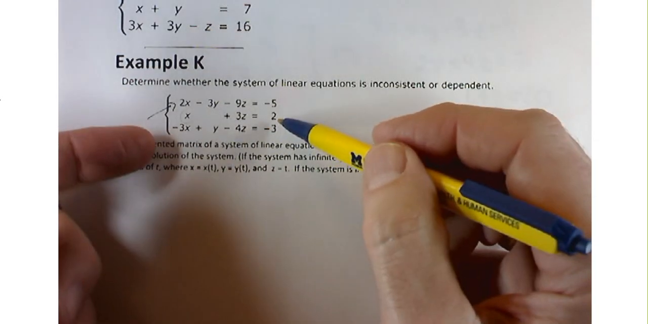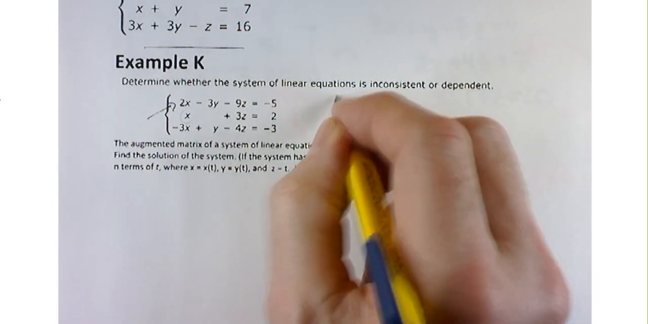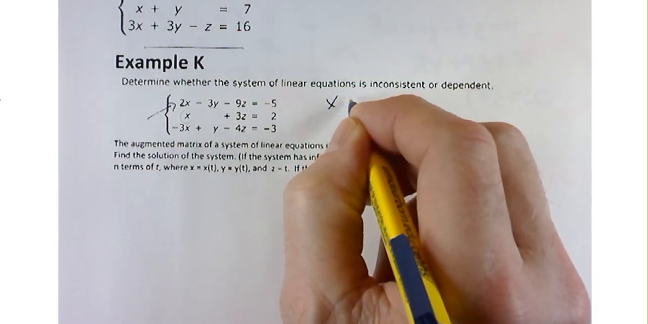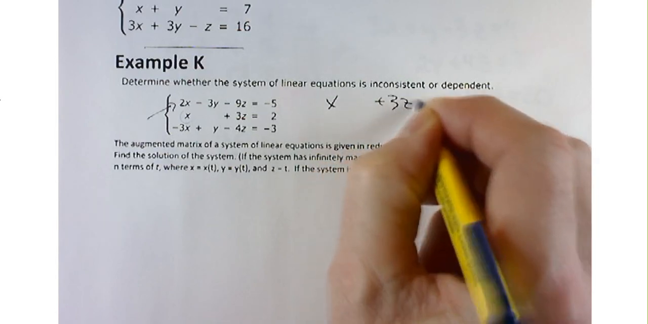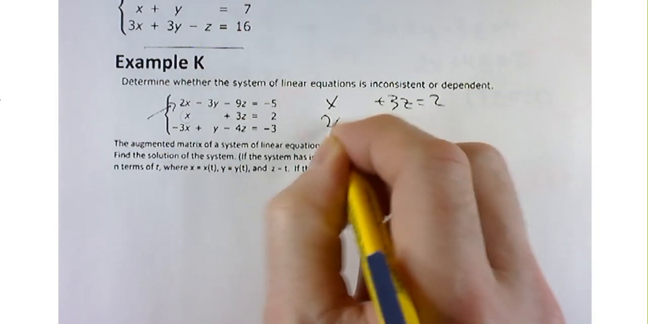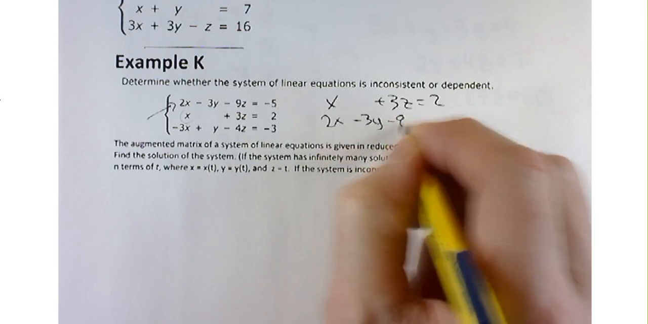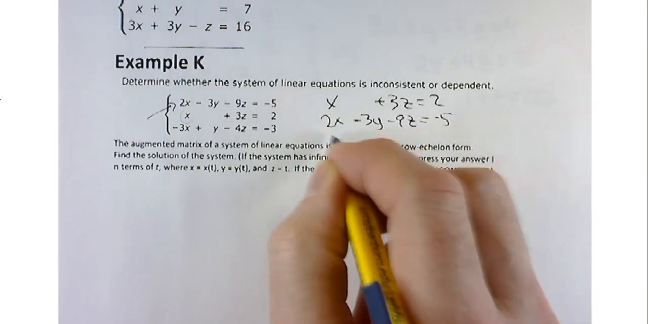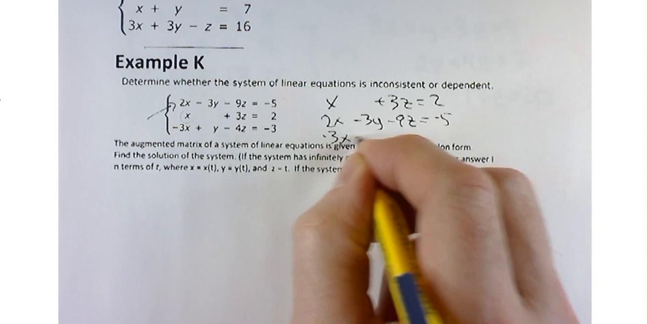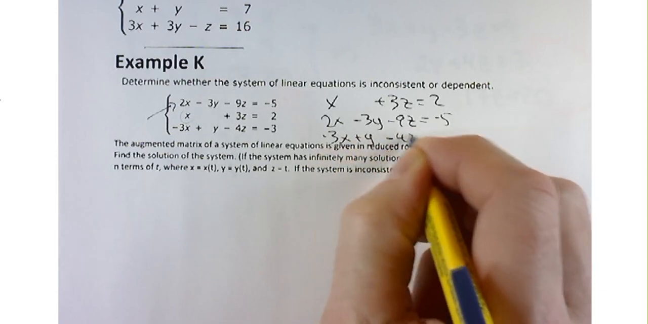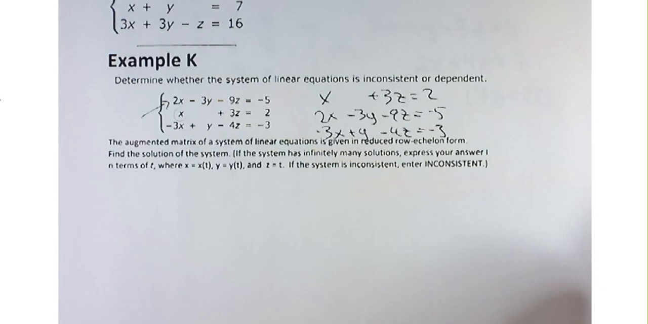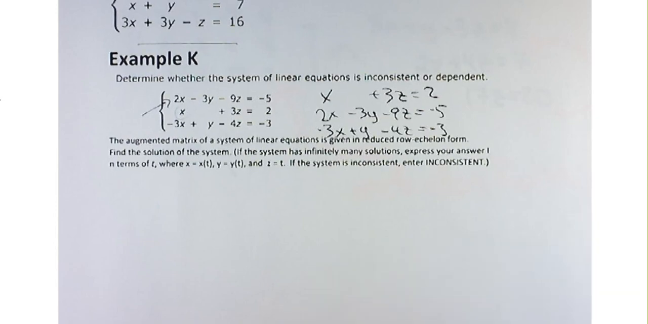So you could either swap right now and start out with x plus 3z equals 2, and 2x minus 3y minus 9z equals -5. You could start out like that, or you could have your calculator do a row swap right at the beginning. It doesn't really matter. But let's put this into our calculator and see what we can do.